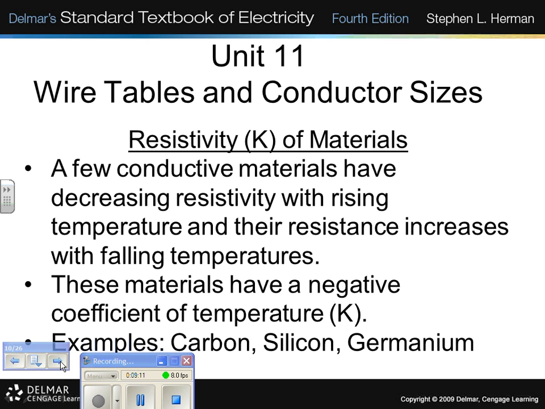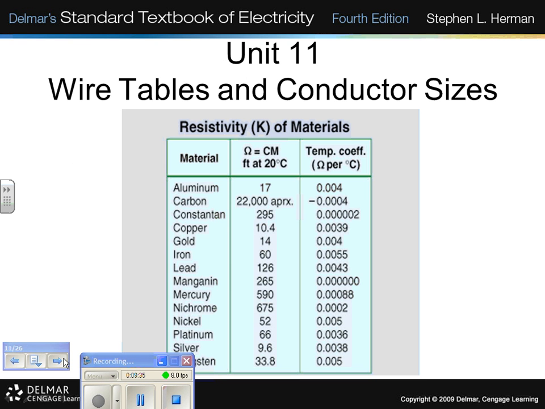And a few conductive materials have decreasing resistivity with rising temperature. A few materials have decreasing resistivity with rise of temperature, and the resistance increases with falling temperature. These materials have a negative coefficient of temperature. Carbon, silicon, germanium. Where do those things sound familiar from? Somebody say semiconductors. That's correct.